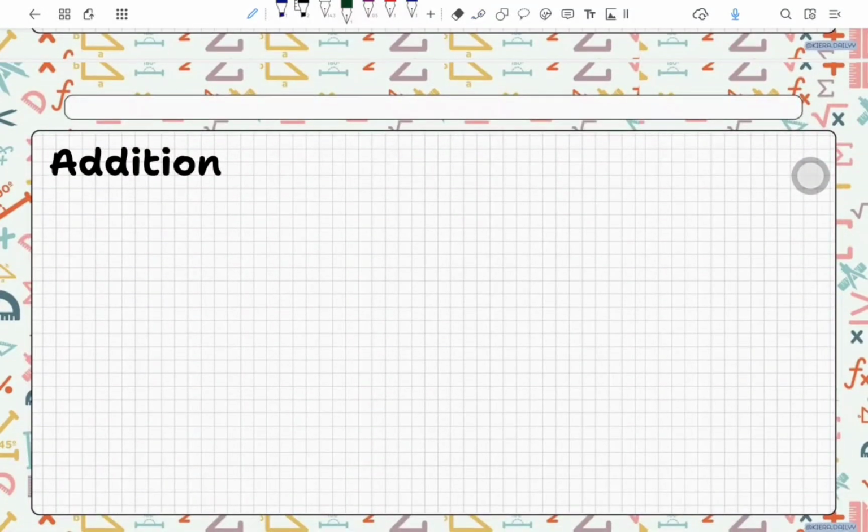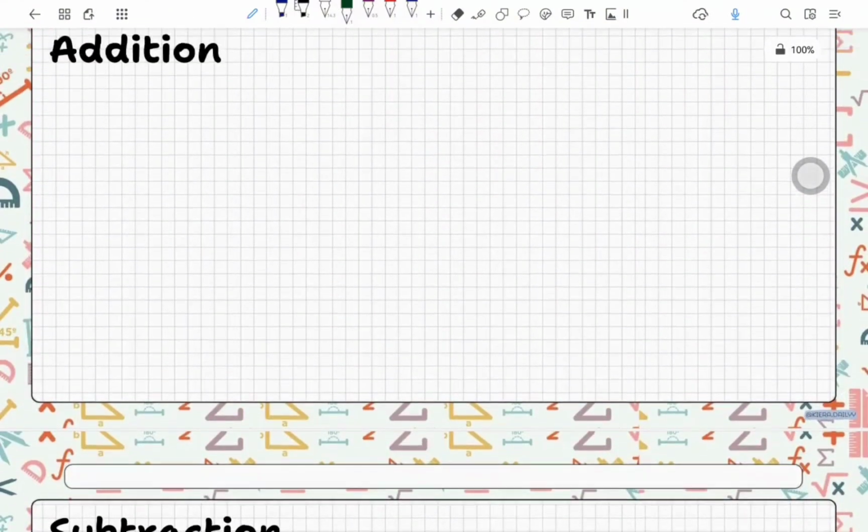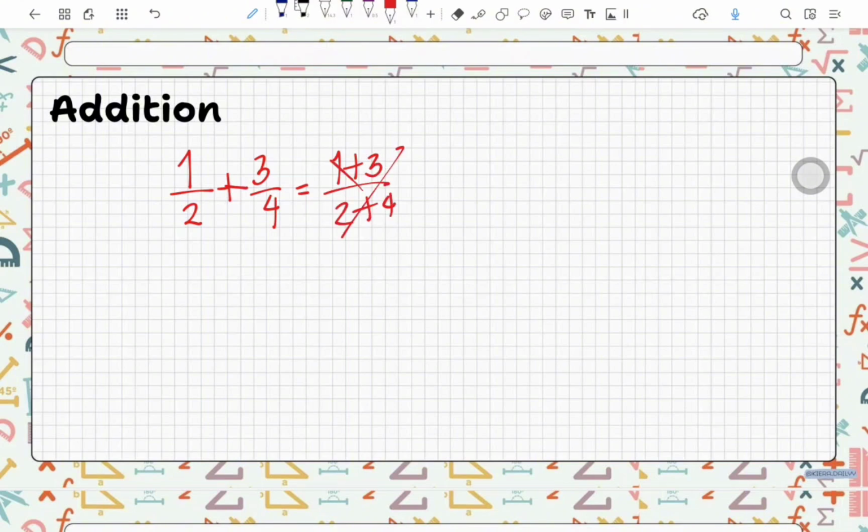Now let's have the first part, addition. Addition and subtraction have the same rules. That is, the denominators of the two fractions should be the same before we add them together. For example, 1 over 2 plus 3 over 4. Now, it is not 1 plus 3 and 2 plus 4. This is not correct. Instead, they should have the same denominator, or the number at the bottom.